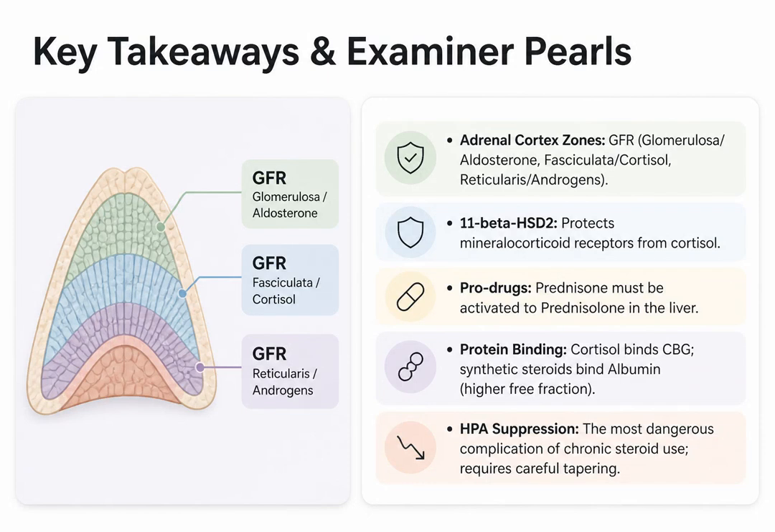Let's wrap up with some high-yield pearls. Remember the GFR zones for salt, sugar, and sex. Don't forget that 11-beta-HSD2 is the enzyme protecting your kidneys from cortisol overload. Always remember prednisone is a prodrug, and that synthetic steroids bind albumin, not CBG. Finally, respect the HPA axis. Chronic steroid use causes adrenal suppression, so always taper these powerful medications carefully.